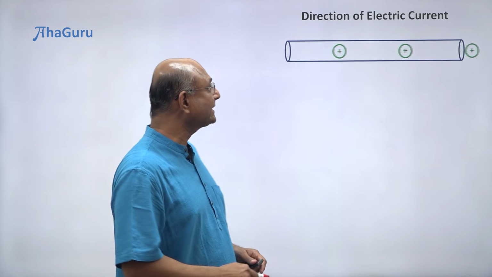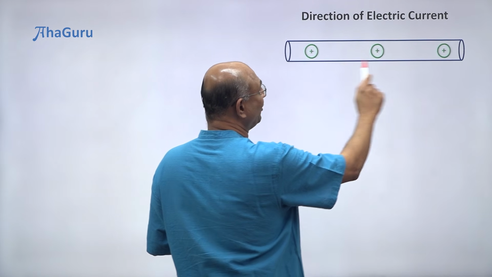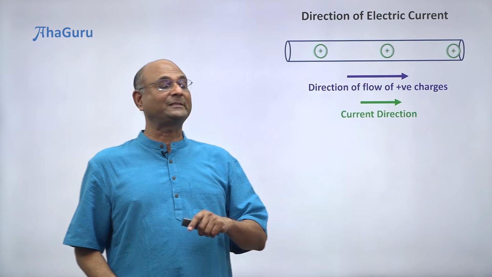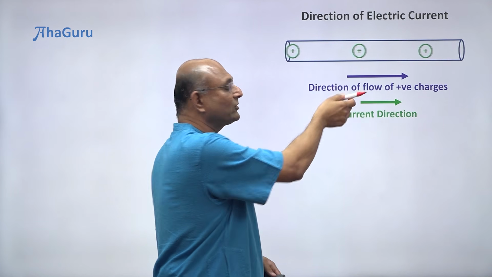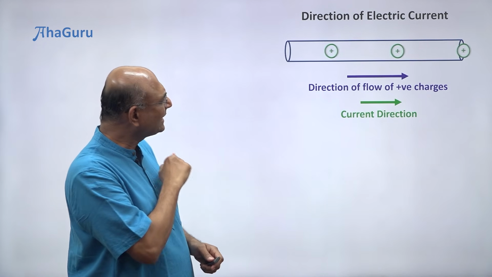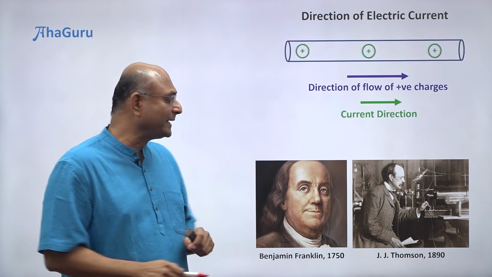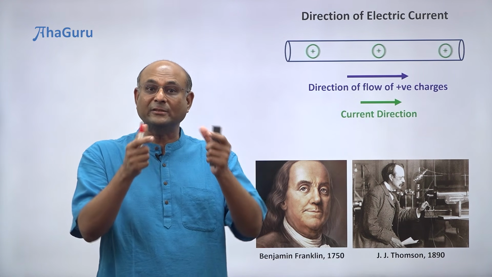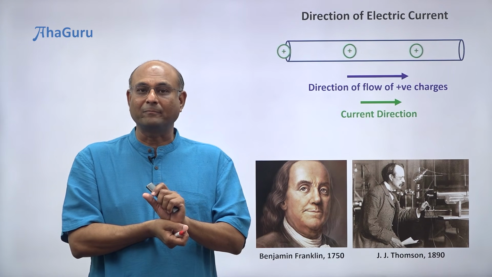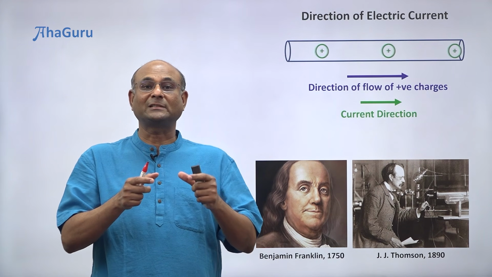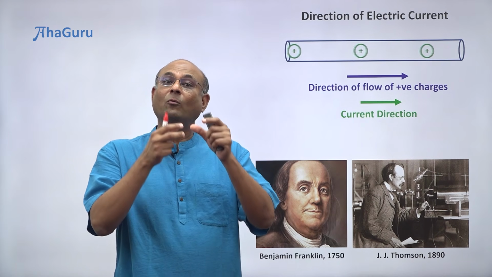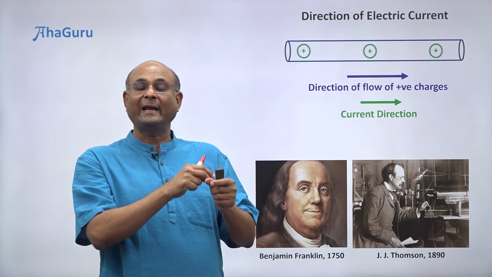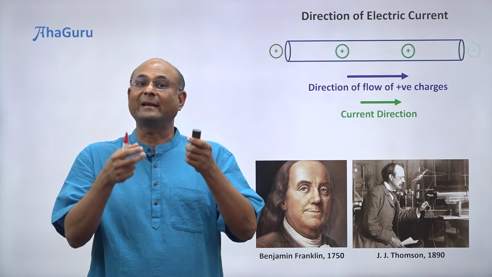Let us now look at the direction of electric current. Here I have some charges, positive charges, that are flowing in this direction. The direction of flow of positive charges is defined as the direction of the electric current. How did that come about? Actually, in 1750s, Benjamin Franklin did a lot of research on electricity. He found out that there are two kinds of charges. He wanted to call them positive and negative. Of course, he had no way of knowing which was the charge that was moving. So he assumed that one of the charges was moving like that, and he decided to call that the positive charge, and he thought the other one which was not moving is the negative charge.